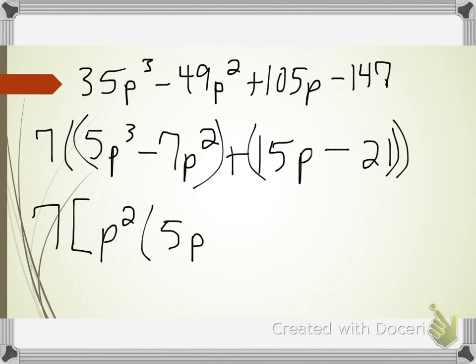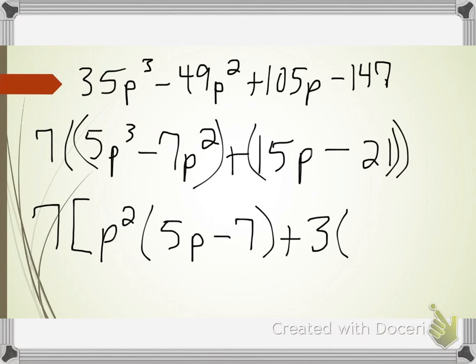So, p squared times what would give me negative 7p squared? Negative 7. Everyone okay with my first 2 terms? What's the biggest number that goes into 15 and 21? 3. Do they have a p in common? No, they don't. So can I factor out a p? No, I cannot. So 3 is my GCF of those last 2 terms.